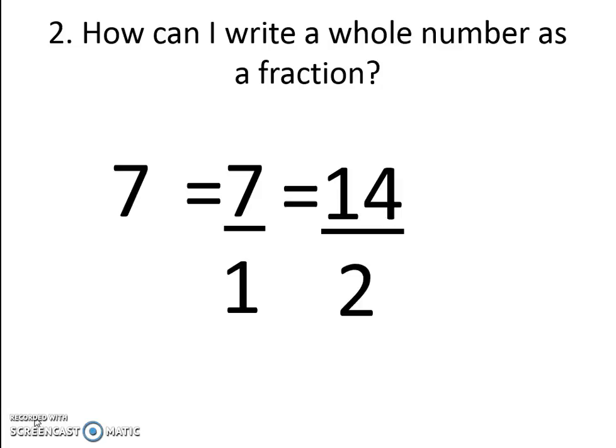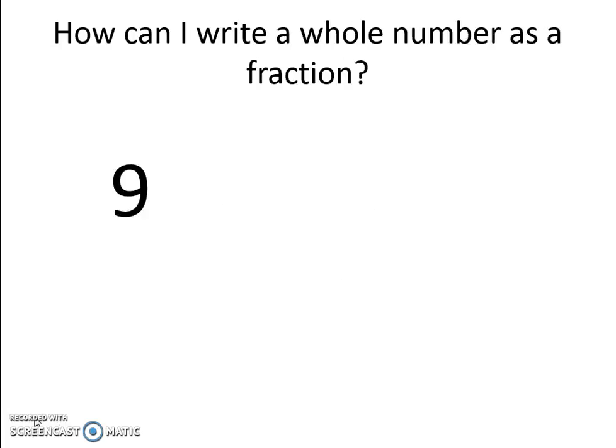Also, another way of writing 7 is 14 over 2, because you know that bar means divide, and 14 divided by 2 means 7. You can also see that if you multiply 7 times 2, you get 14. Whatever you do to the top, you also do to the bottom, and 1 times 2 is 2. Again, you'll see 7 times 3 is 21, and 1 times 3 is 3. All of these fractions equal 7.